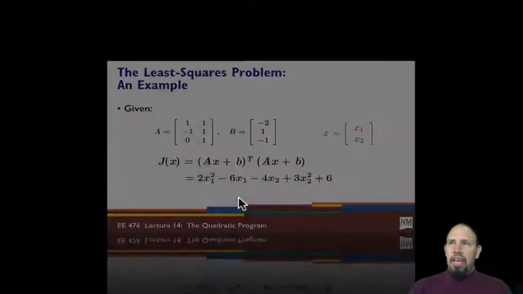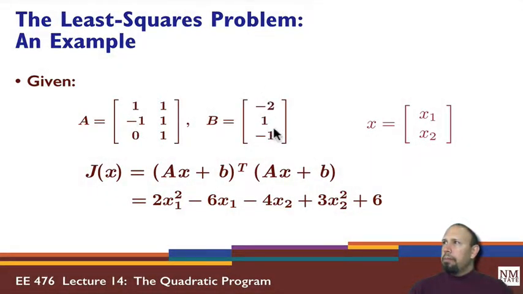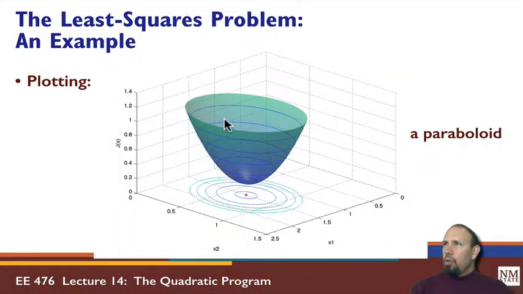By way of example, let's suppose this is our A and this is our B. X in this case is two-dimensional. We can express it this way, or we can multiply these matrices out, and we get this. You can see it's a quadratic in x1 and x2. Notice that x, our unknown, has two variables associated with it. We can plot a function like this with respect to these unknowns, and in this case we get a three-dimensional plot, x1, x2 versus J. When we plot it, we get a paraboloid, a three-dimensional parabola.